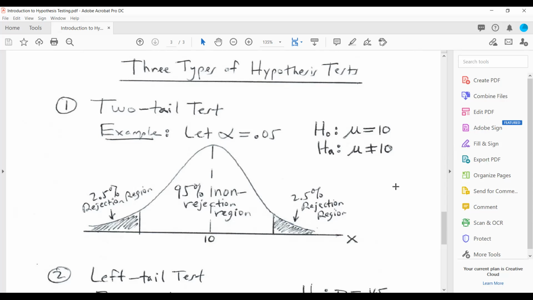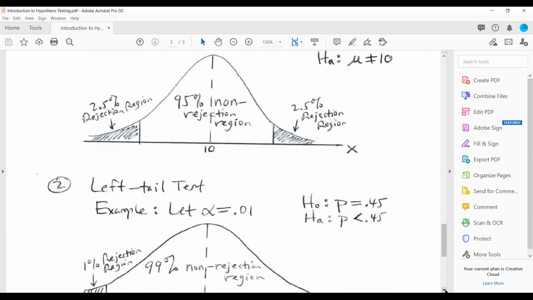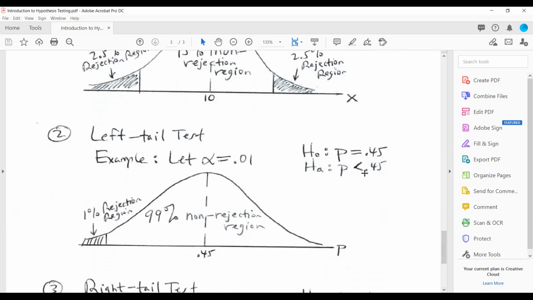And then we take a look at our sample statistic to see if it's in one of these rejection regions, which means we'll reject the null hypothesis, or if it's in this non-rejection region, which means we will not reject the null hypothesis. If the reading of the problem says that we have a left tail test, that means there's a less than symbol in the alternative hypothesis. Then we do a left tail test or a lower tail test.